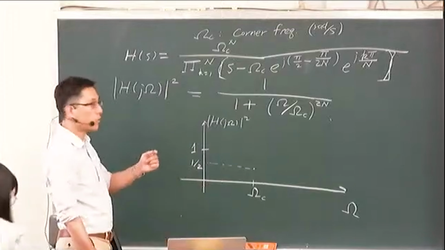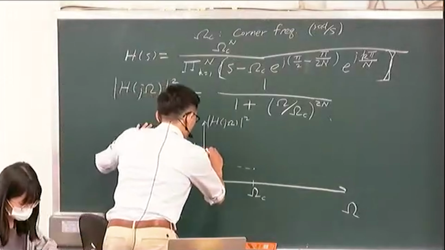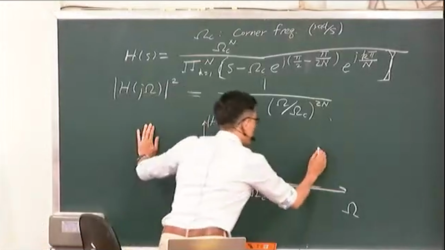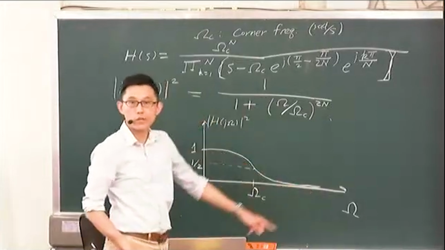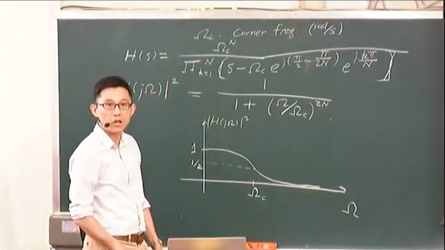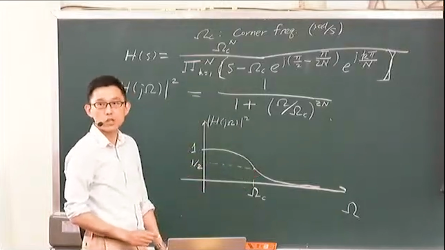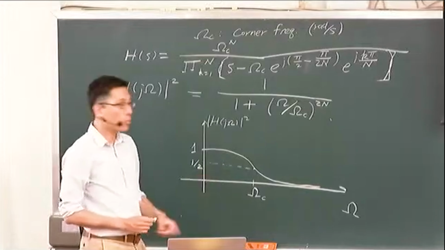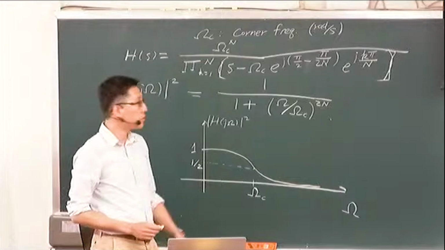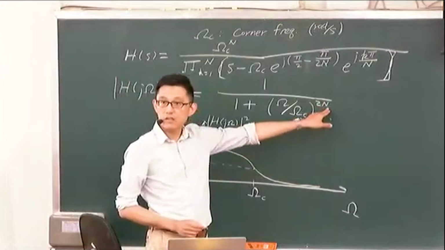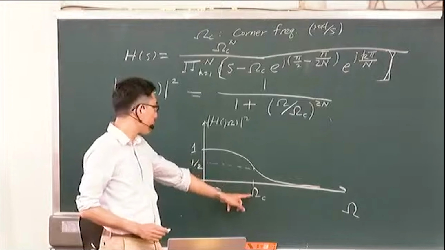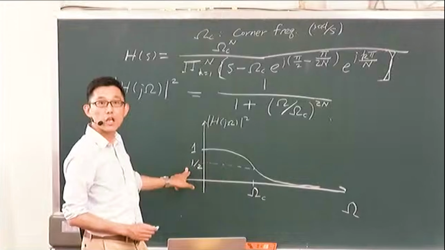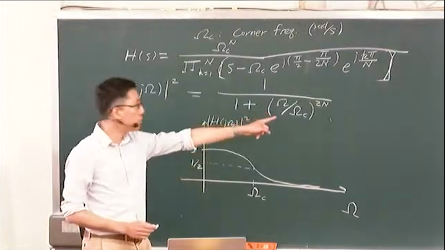And we know it's monotonically decreasing. So in general, we have something like that, and it approaches 0 asymptotically as omega increases, right? So it's a low-pass filter with the corner frequency right here, regardless of the order n. It always passes through this point, omega c, meeting 1/2, regardless of the order, which is n right here.